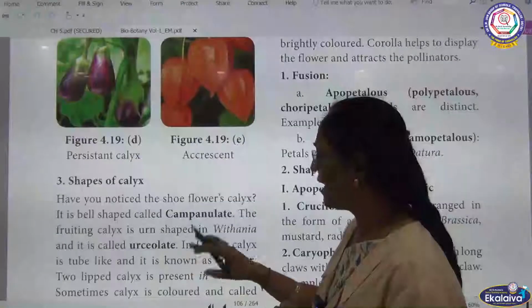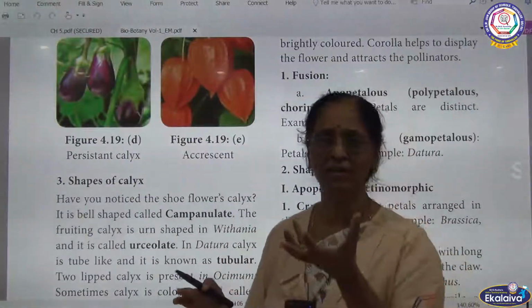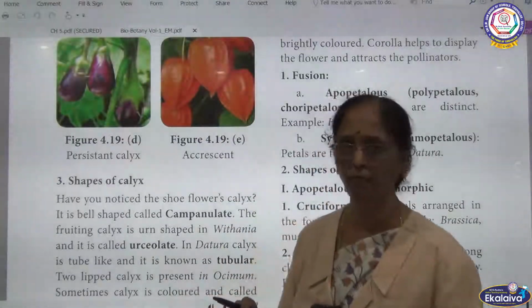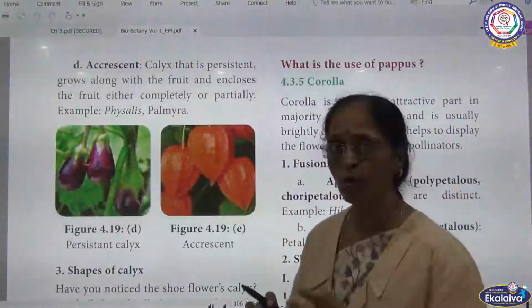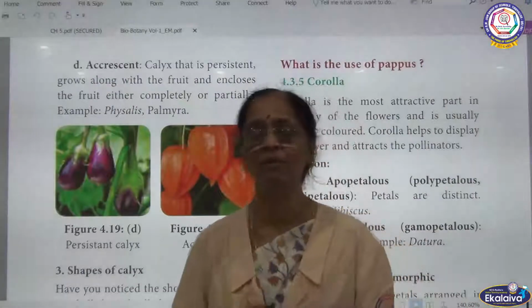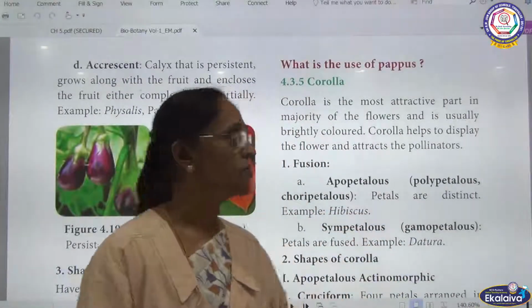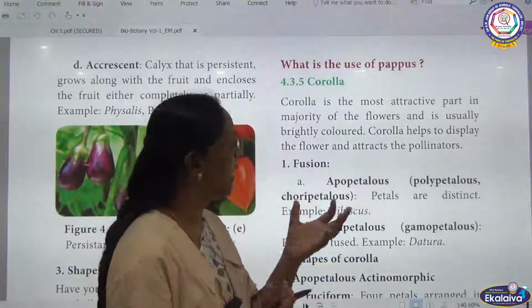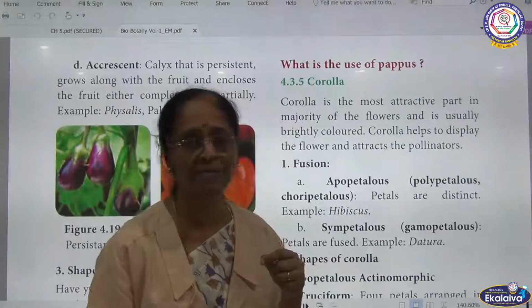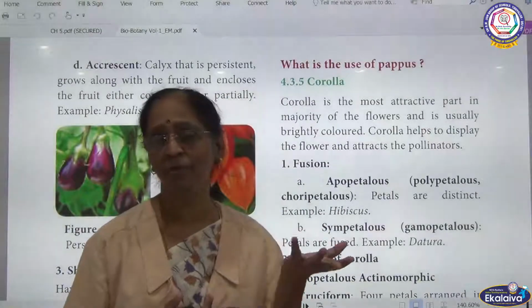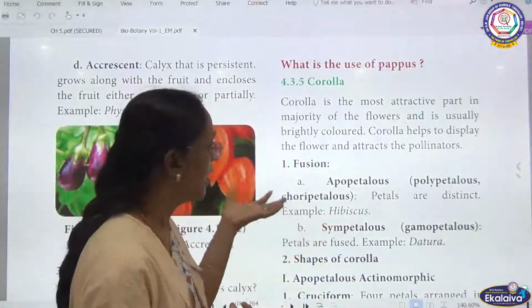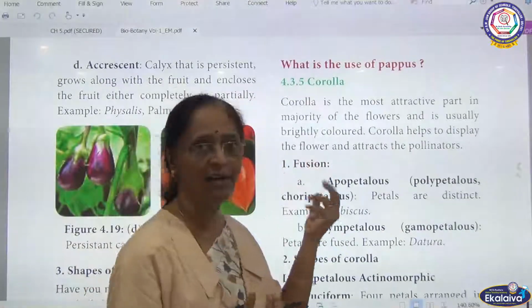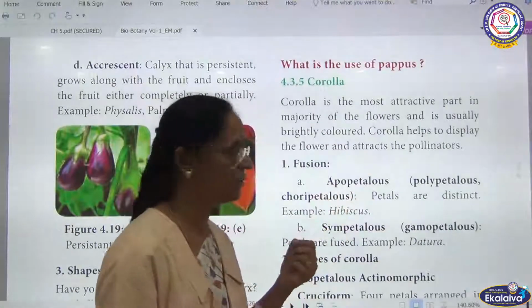Now, the shape of the calyx, children, you can see that it is of different forms, but we will look at the next part, the next whorl, which we call the corolla. So, corolla is the whorl, and each individual member is called a petal, and we all know that they are beautifully colored and various colors you will find in the flowers. It displays the flower and attracts the pollinators.